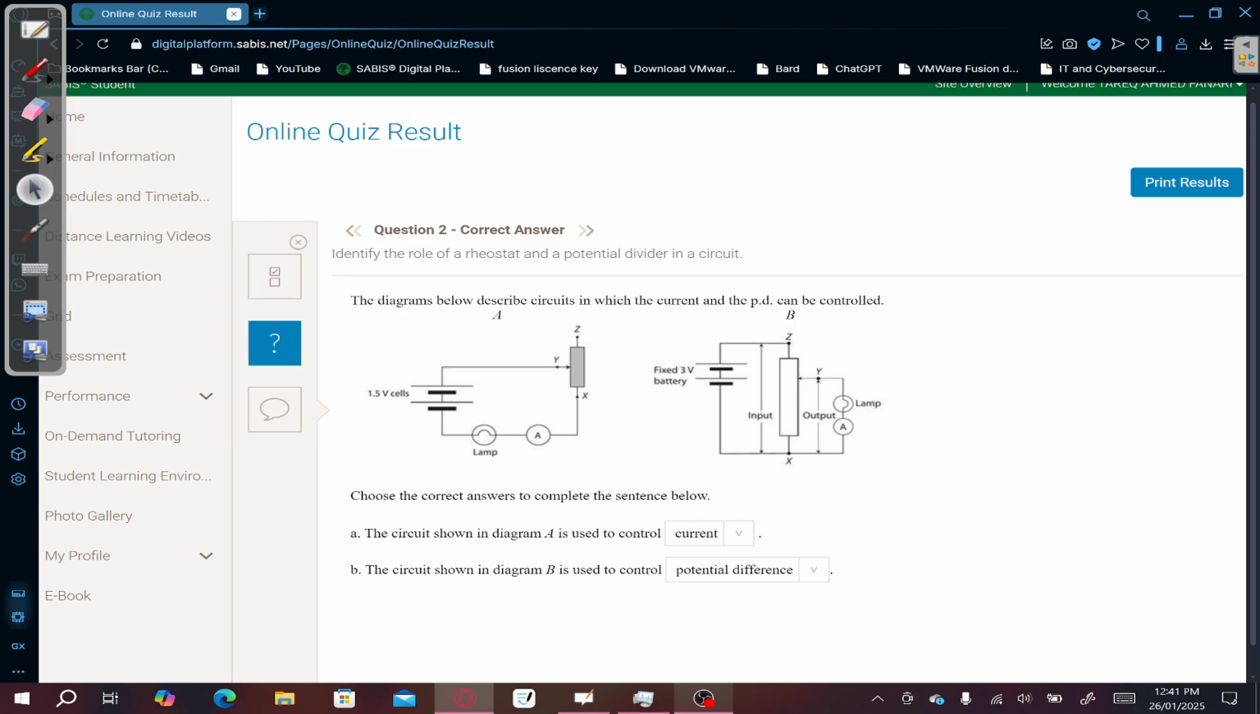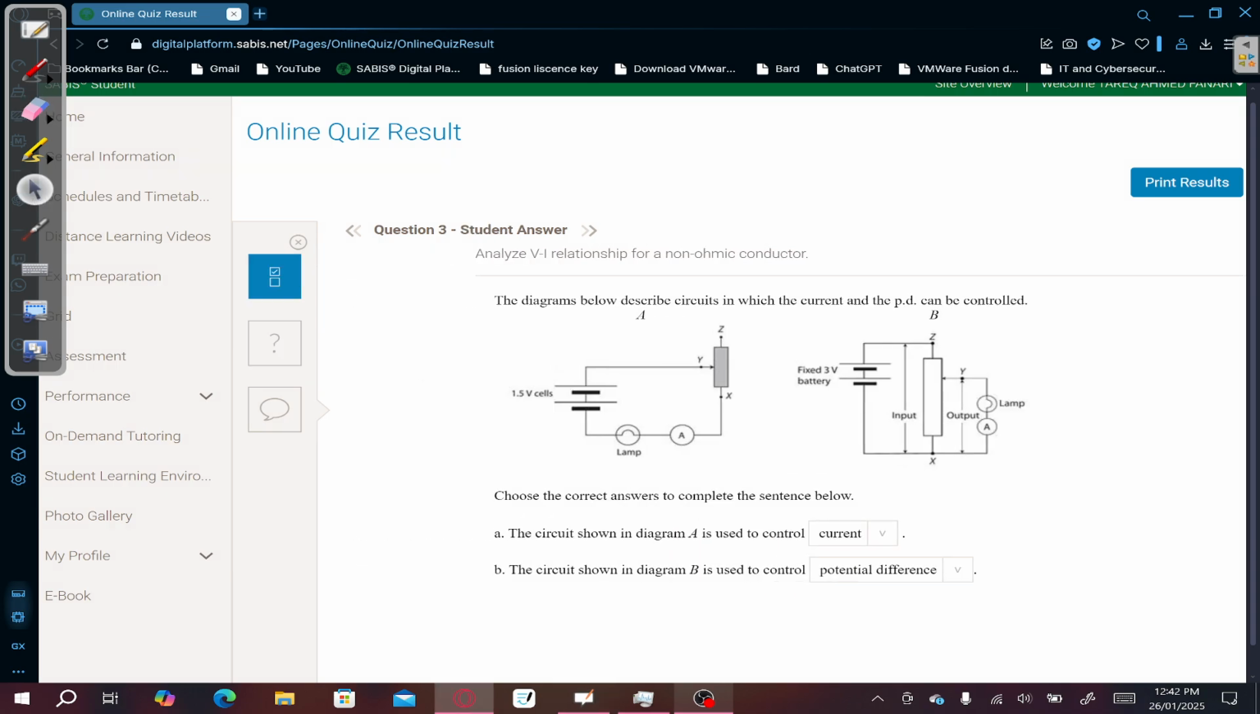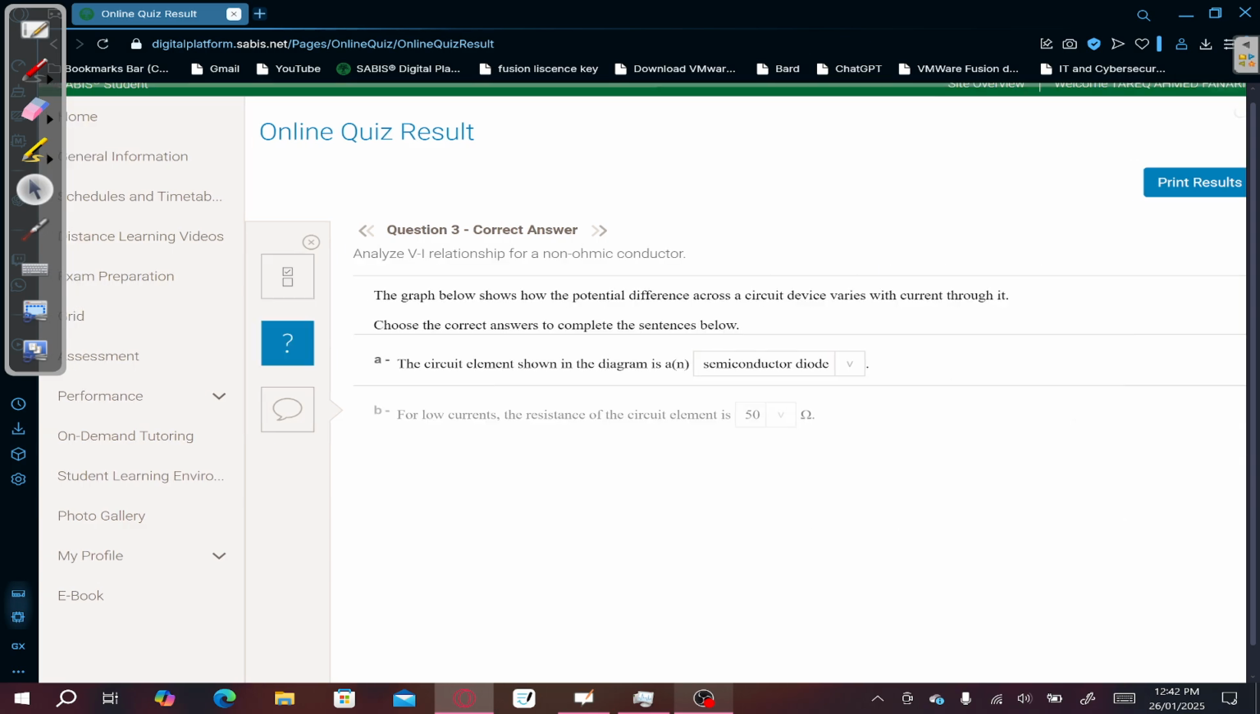If you read the questions, which most of you don't, you're just going to read the options. But read the questions, since they might give you four options here, even though they only told you it can either control the current or the PD. So it eliminates two of the options straight away. Just read the questions, guys. That's all I'm trying to say.